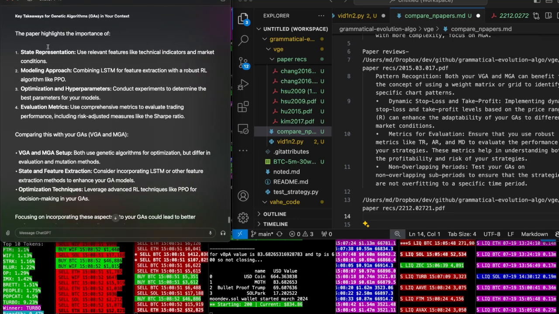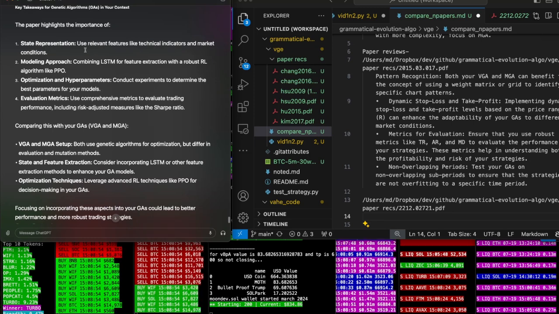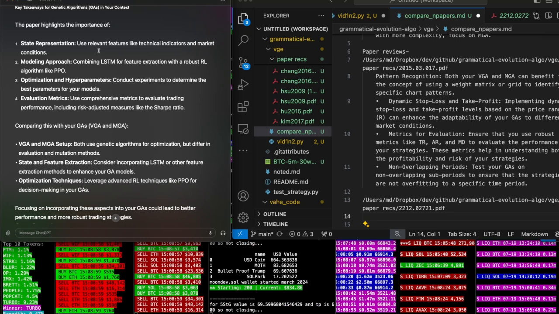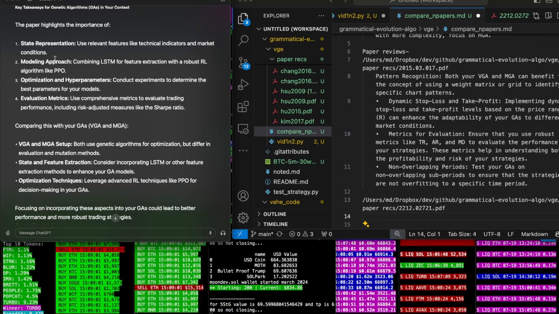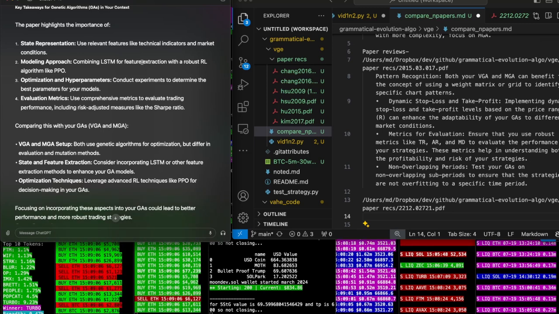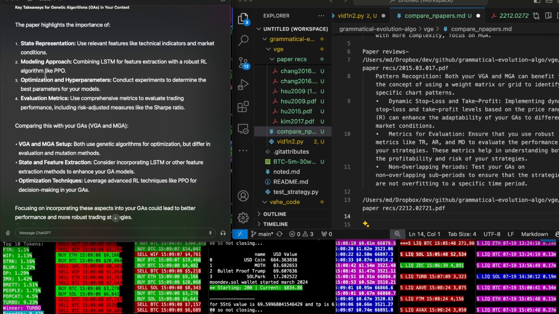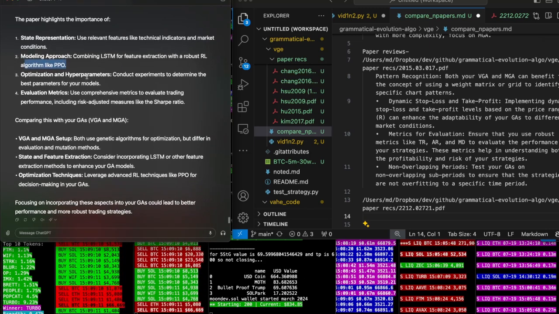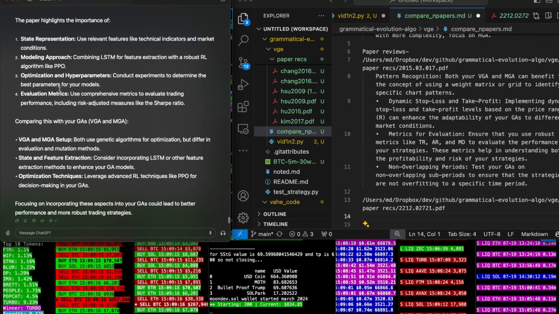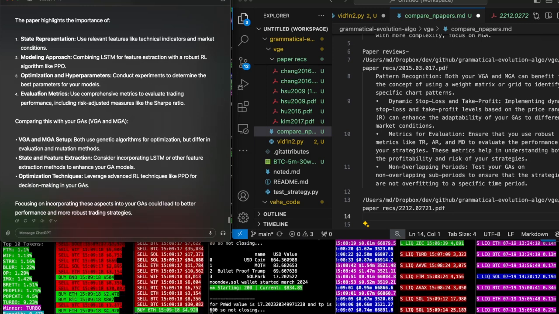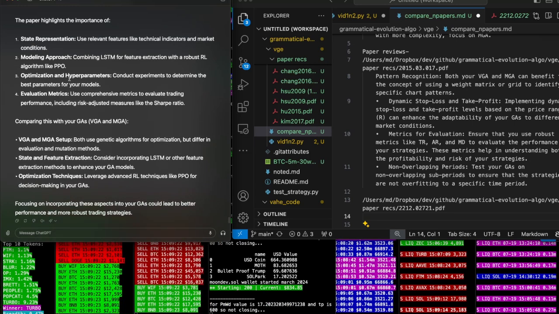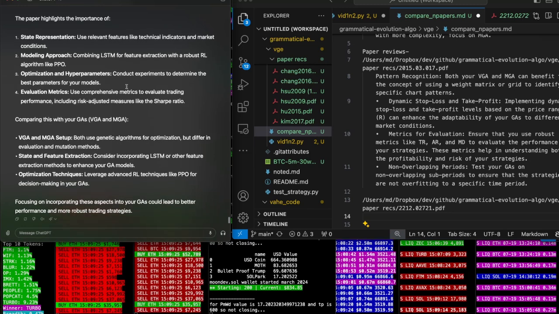So in our context, these are the key takeaways. State representation: use relevant features like technical indicators and market conditions. Modeling approach: combining LSTM for feature extraction with a robust RL algorithm like PPO. Optimization and hyperparameters: conduct experiments to determine the best parameters for your models. Evaluation metrics: use comprehensive metrics to evaluate trading performance, including risk-adjusted measures like Sharpe ratio.